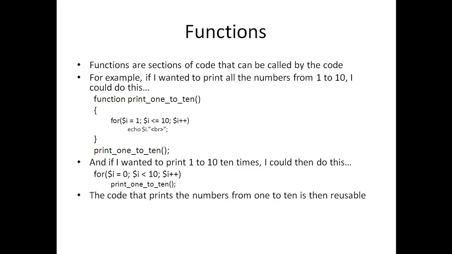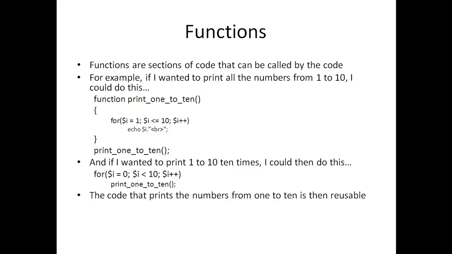So for example, if I wanted to print all the numbers from 1 to 10, I could create a function print1to10, and then put a for loop inside. For i equals 1, while i is less than or equal to 10, i plus plus, and echo i with a break. Then at the bottom, underneath that closing brace, I have print1to10, which is the function call. You can put variables inside the parentheses in the function definition, and you can set default values for those variables and all sorts of cool things.